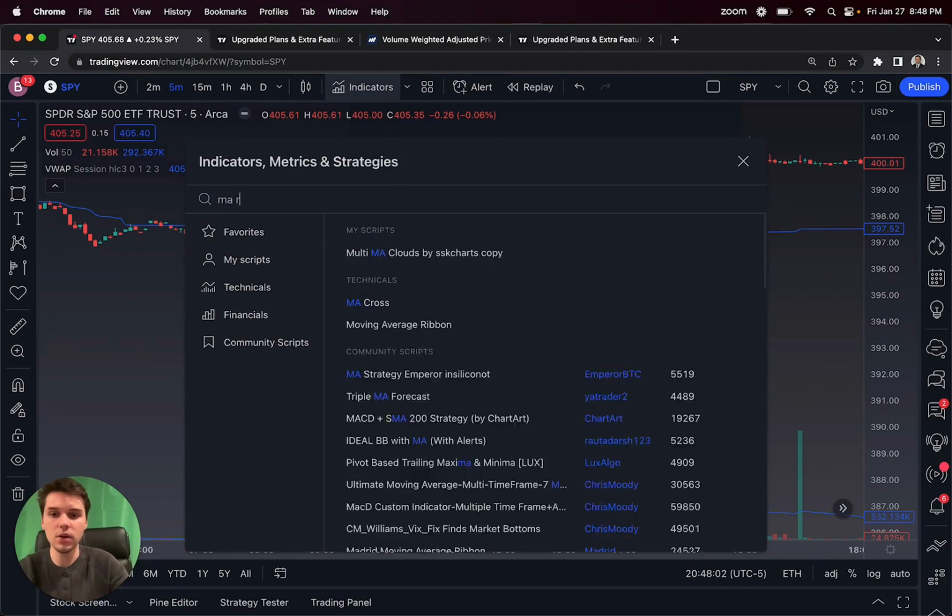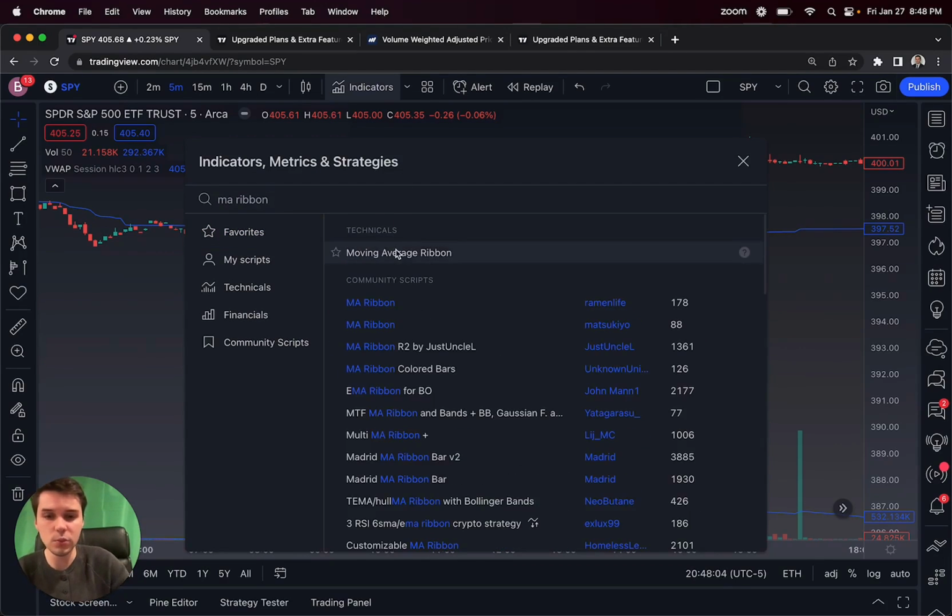That's MA Ribbon. It's the moving average ribbon. And the reason why I recommend using this one is because if you like to have many different indicators and you want to obviously save your money and not buy a very expensive TradingView plan, you can have 4 or 5 different moving averages within your moving average ribbon.